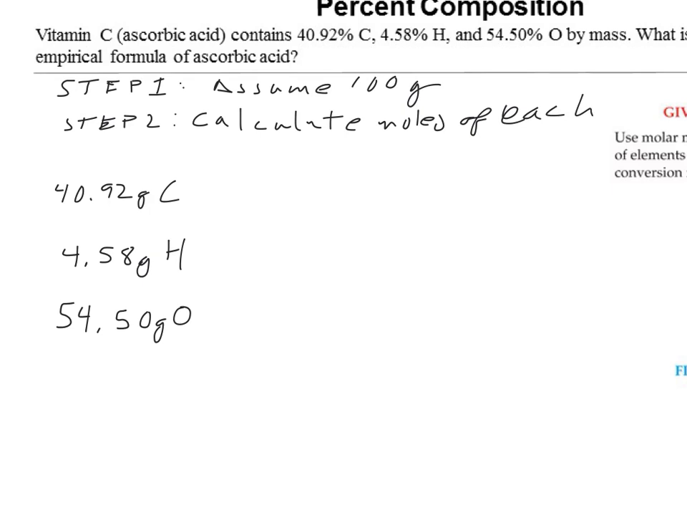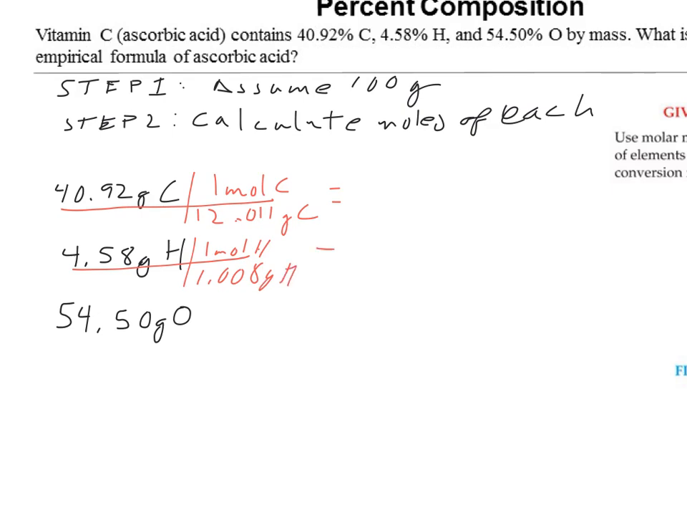So we're going to calculate the number of moles of each of these that we have. According to my periodic chart, there are 12.011 grams of carbon in 1 mole of carbon. 1 mole of hydrogen contains 1.008 grams of hydrogen, and 1 mole of oxygen contains 15.9994 grams of oxygen. And where did these numbers come from? They just came from the periodic table, right? All right, so now let's do some calculations here.